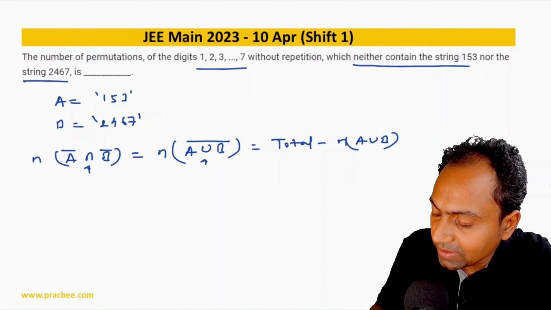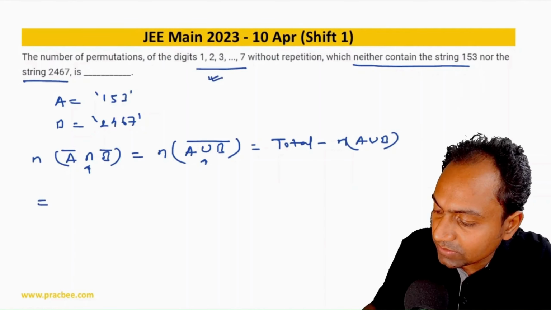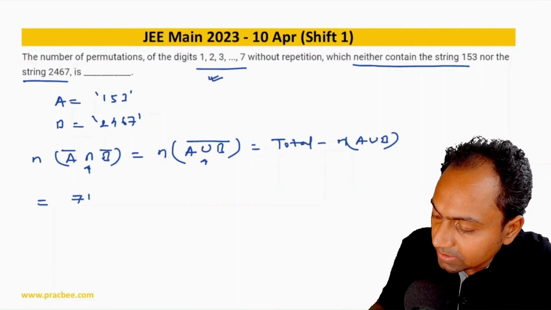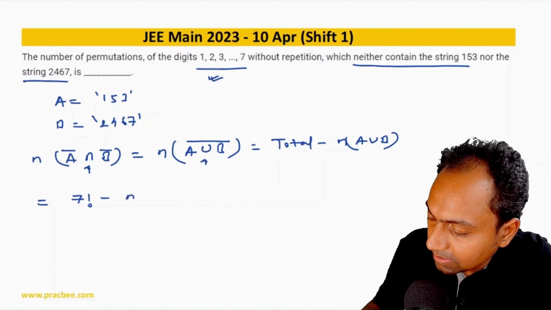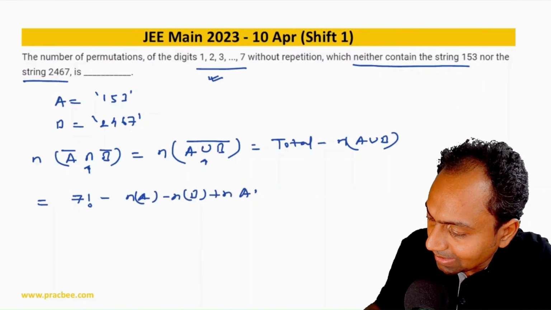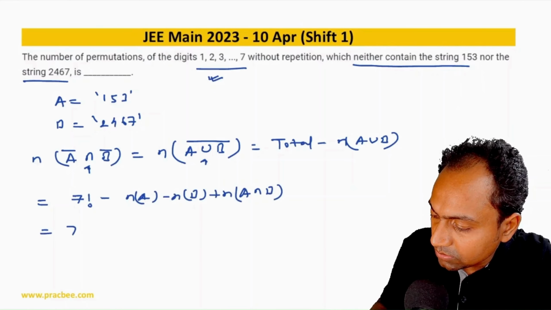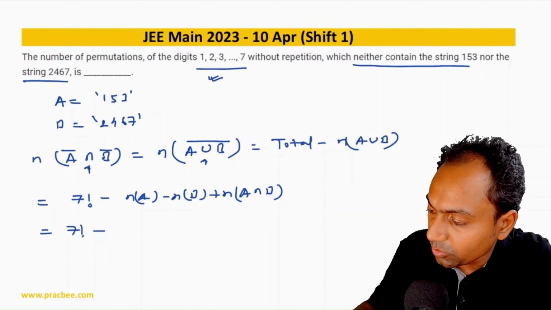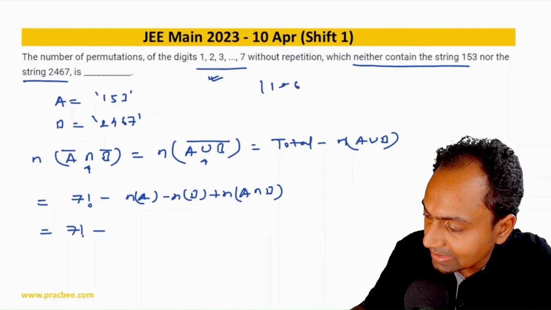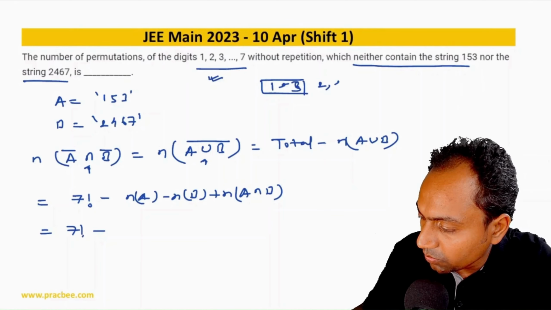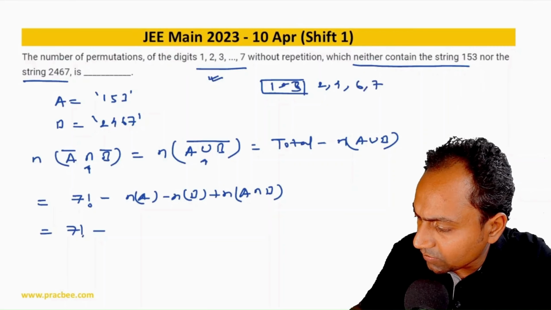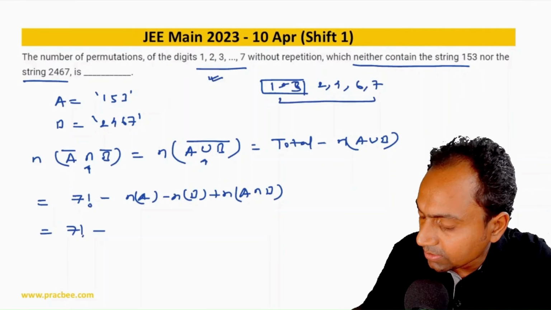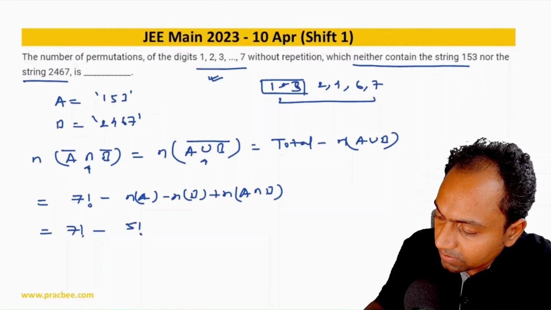Now let us try and find the value. So if I find the total number of permutations of 7 numbers, it is nothing but 7 factorial. Then number of A plus number of B minus number of elements in A intersection B we can find. Now if we are talking about the string of 153 coming, then there are 4 more things to be arranged. So in the first case A, 153 will come together, and then the remaining are 2, 4, 6 and 7. So we need to arrange these 5 quantities, which would mean 5 factorial.